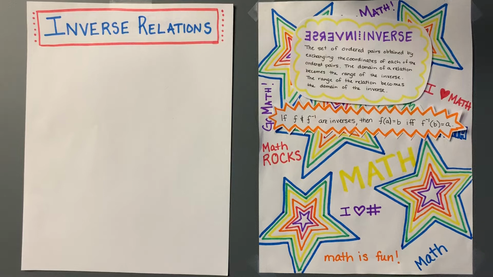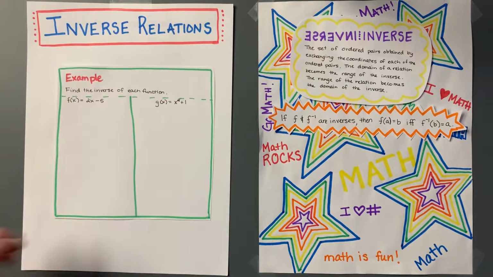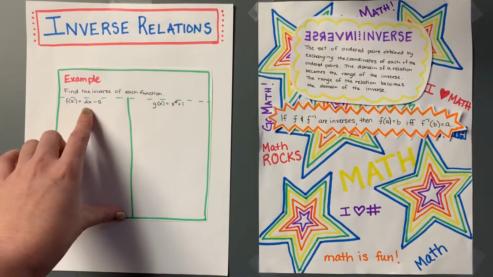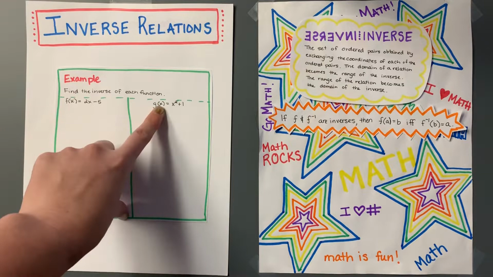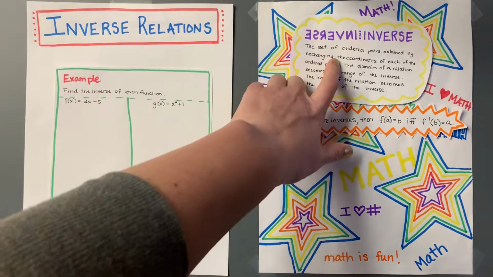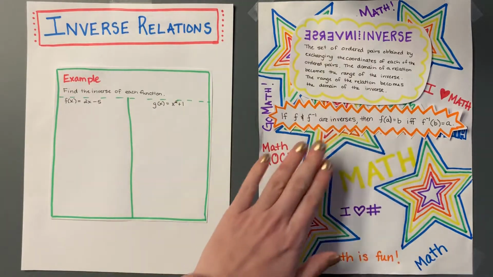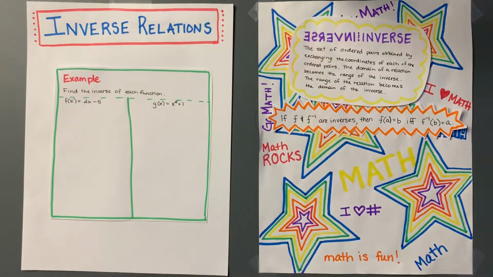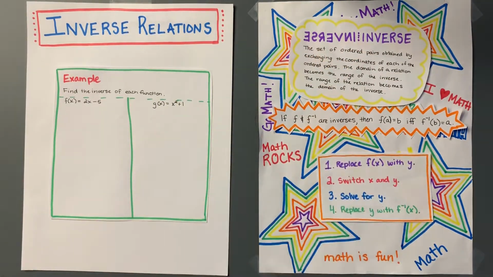Hi, welcome back. In this video, we're continuing to look at inverse relations. An inverse relation is the set of ordered pairs obtained by exchanging the coordinates of each of the ordered pairs. In this case, the example we're going to look at is what if we have a rule for the function f of x or g of x and we want to find its inverse. We're still going to be using the same rule, and we're just going to use this four-step process to do this.